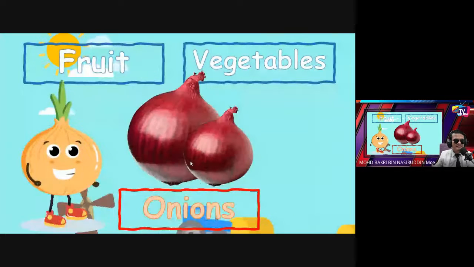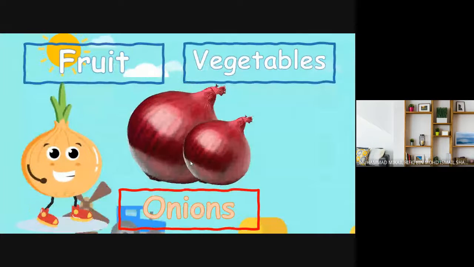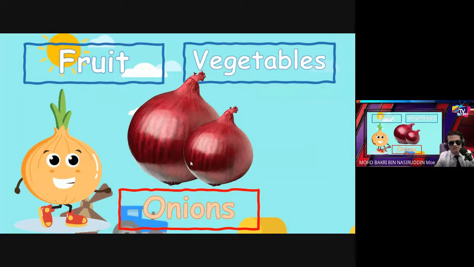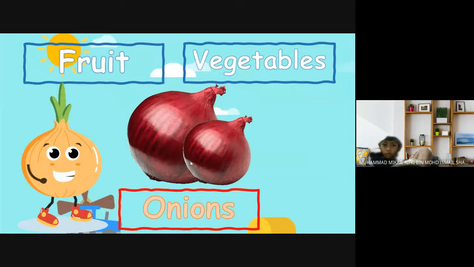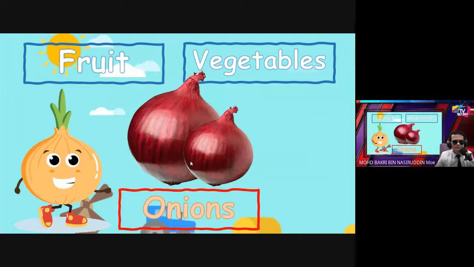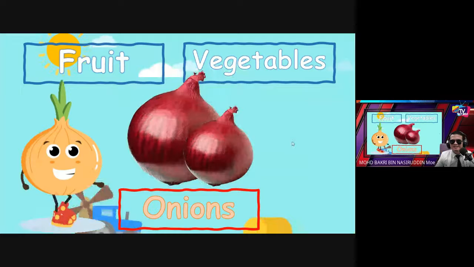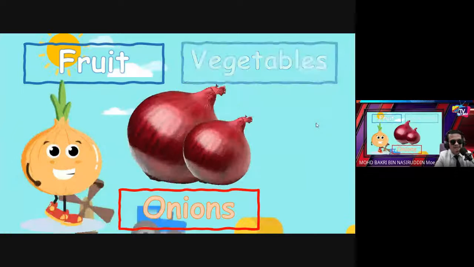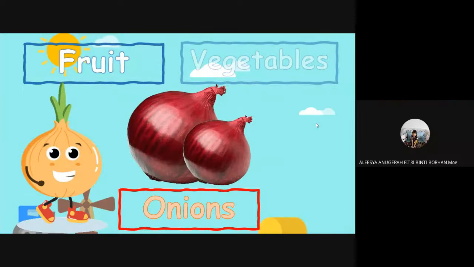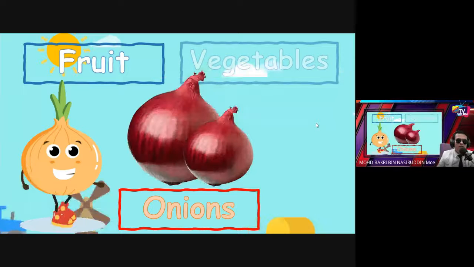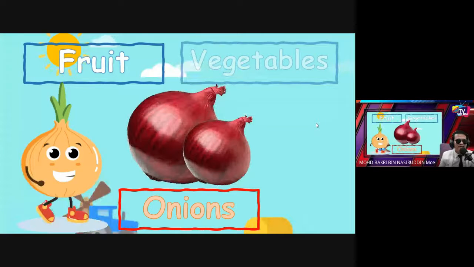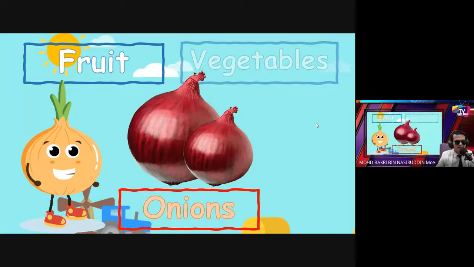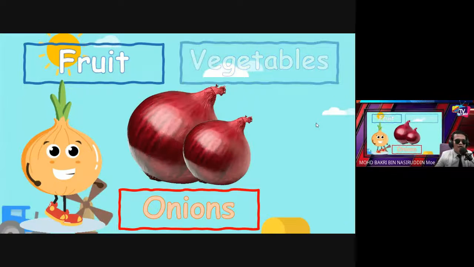Onions. Okay, fruit or vegetable? Vegetable. Are you sure? Pasti ke vegetable? Okay, you are sure. Very good. Yes, it is correct indeed. Onions are vegetable. So if you like onion, you can say onions are my favorite vegetable. Kalau awak suka onions, you can say onions are my favorite vegetable. Okay, next one.